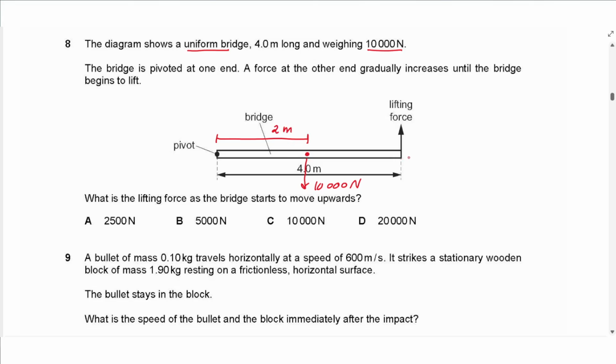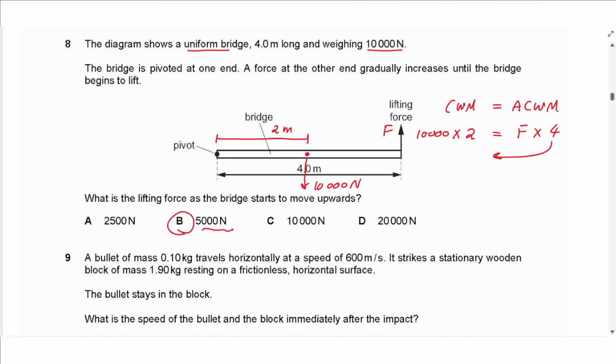And then we can use the principle of moments. We say that the clockwise moments are equal to the anti-clockwise moments. So the clockwise moment here is caused by the 10,000 newtons at a distance of 2. And the anti-clockwise moment is the required force multiplied by the distance from the pivot, 4 meters. This is force F. Then we divide by 4 on the left side. So this gives us an answer of 5,000 newtons.